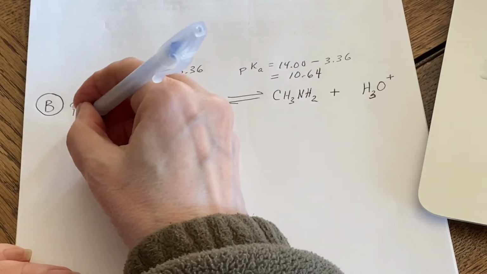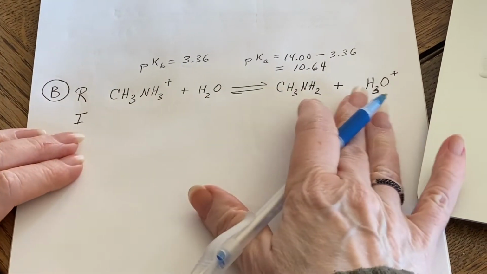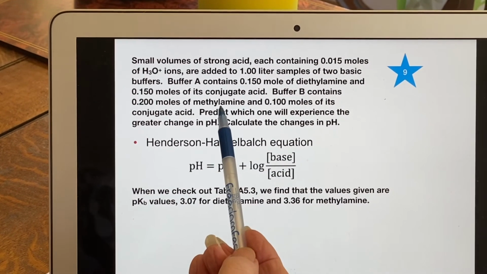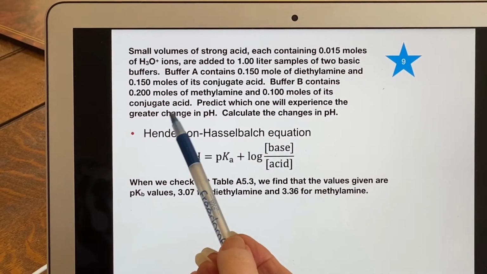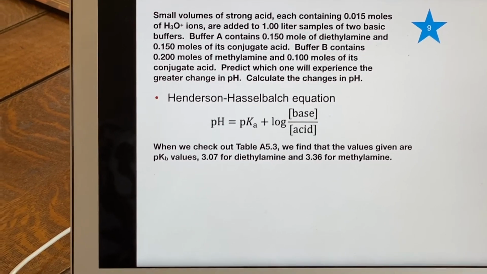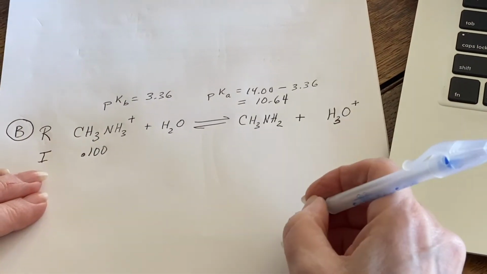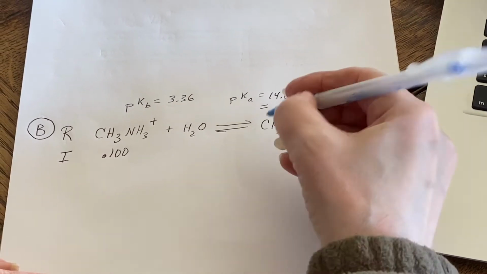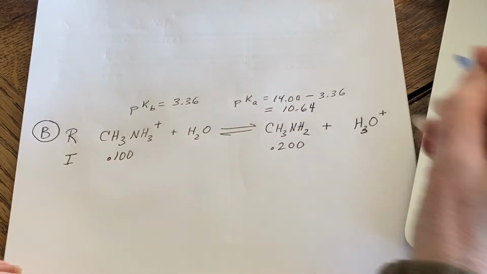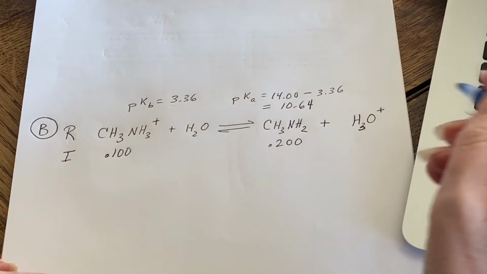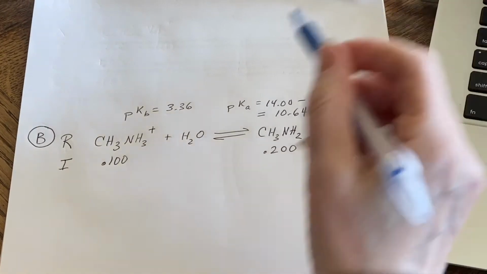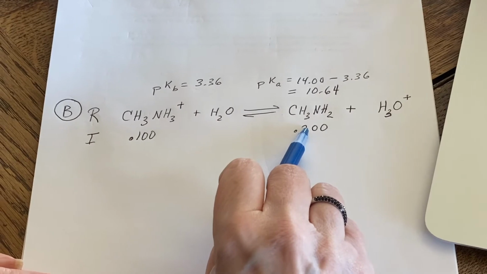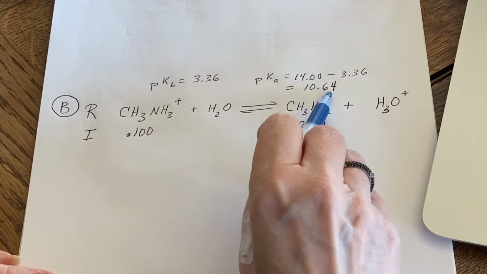Fine. Here we have an initial situation. Okay, what's the initial situation? The buffer says 0.2 moles of the methylamine and 0.1 moles of its conjugate acid. Well, I've turned this around, so this is the conjugate acid, 0.100, and this is the base, 0.200. Oh my goodness, if I use Henderson-Hasselbalch on this, because these are not the same, I am not going to get a pH that's the same as the pKa.